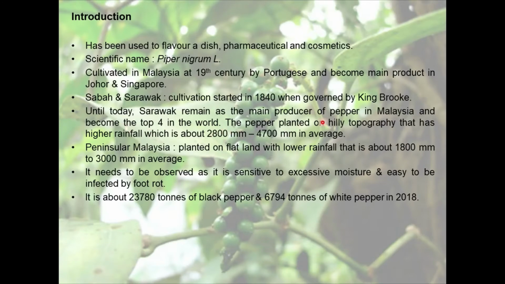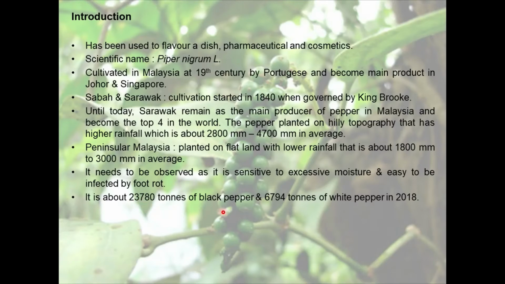The pepper is planted on hilly topography that has higher rainfall, which is about 2,800 mm to 4,700 mm on average. In Peninsular Malaysia, the pepper is planted on flat land with lower rainfall, about 1,800 mm to 3,000 mm on average. It needs to be observed as it is sensitive to excessive moisture and easily infected by foot rot.